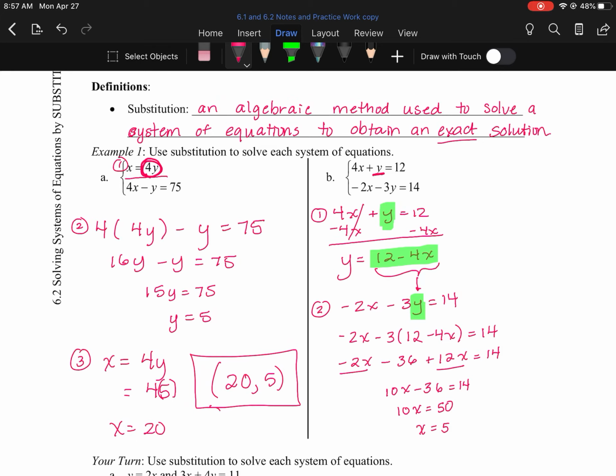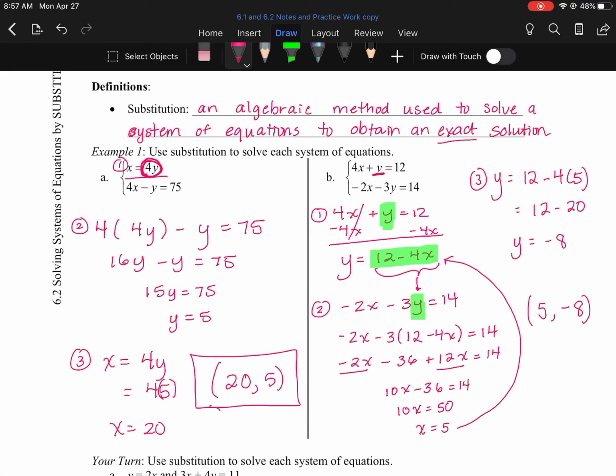So we're halfway done. Now, I could substitute this into either of the original equations, but since I already had to solve for y, I'm going to substitute it in right there. So now this is my third step. So y equals 12 minus 4 times 5. So I get 12 minus 20. So y is equal to negative 8. So my final answer, because remember, the final answer is an ordered pair, is 5 comma negative 8.